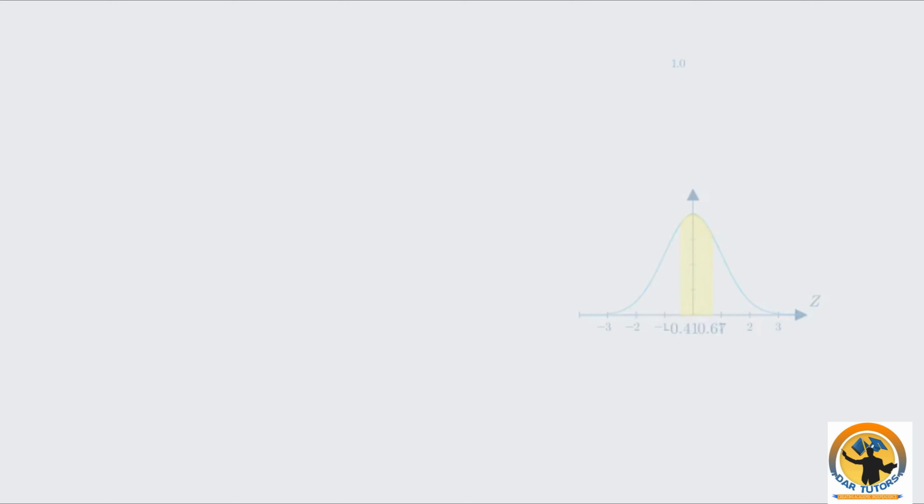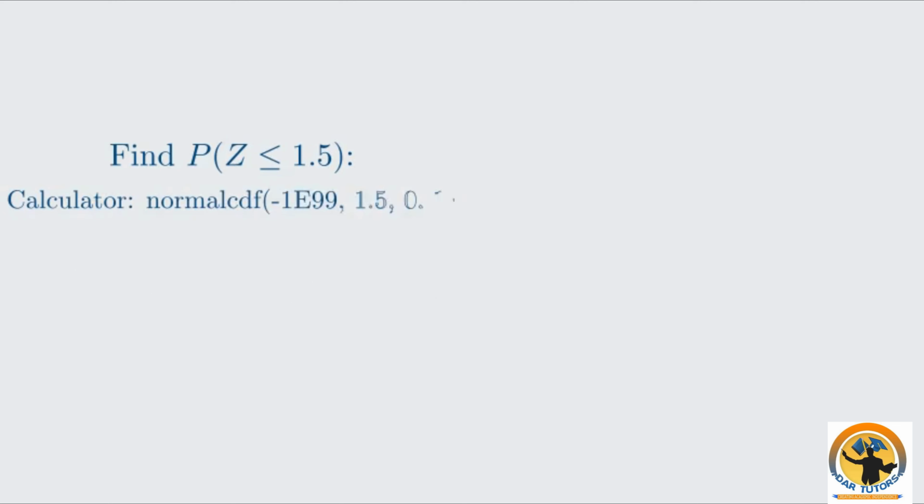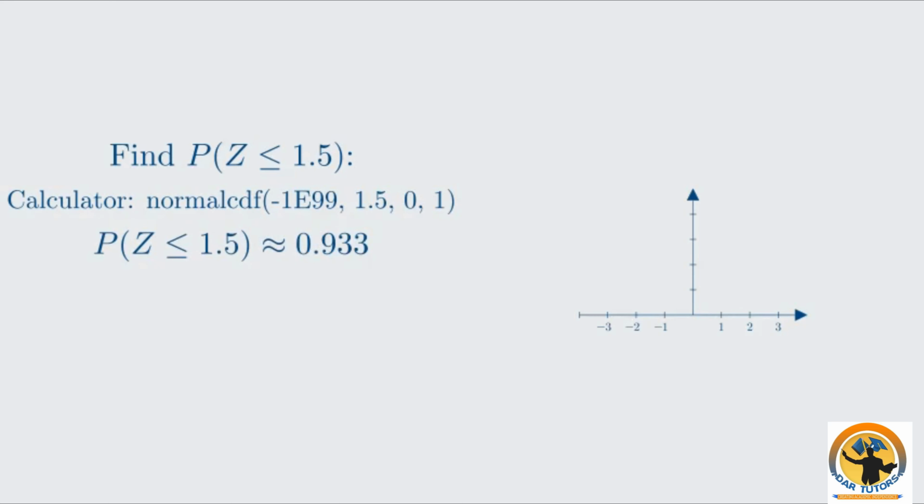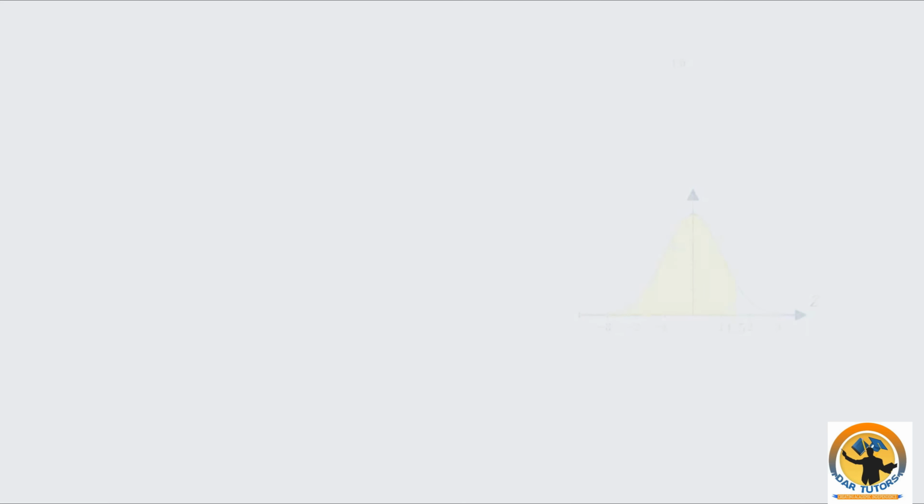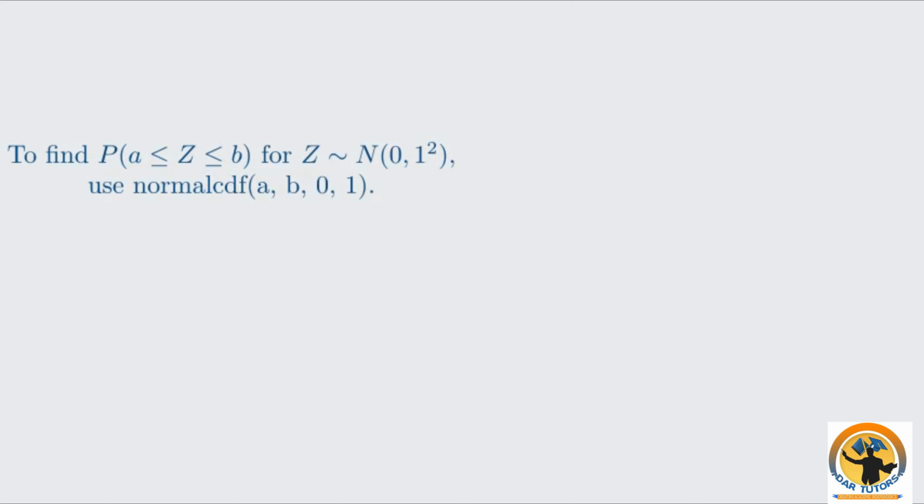Similarly, for the probability that z is less than or equal to 1.5, we use negative infinity as the lower bound, 1.5 as the upper bound, and the standard parameters for the z distribution. This gives us approximately 0.933. The shaded area represents the entire tail of the distribution to the left of 1.5. So we can now use our calculator's normal CDF function to find the probability for any interval in a standard normal distribution by simply setting the mean and standard deviation to 0 and 1.